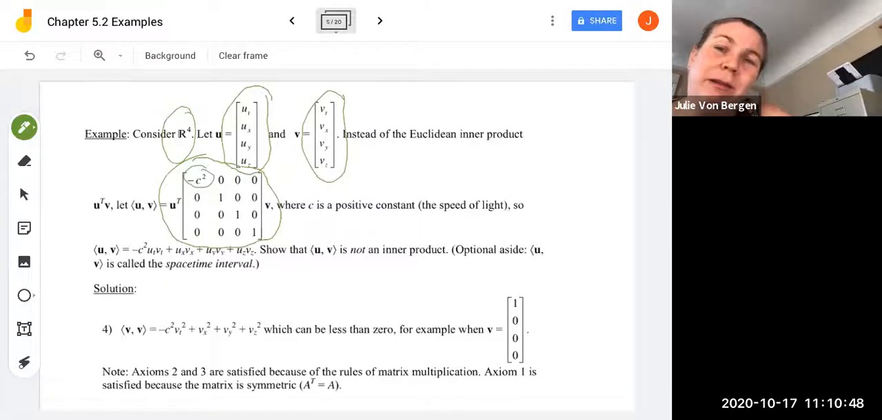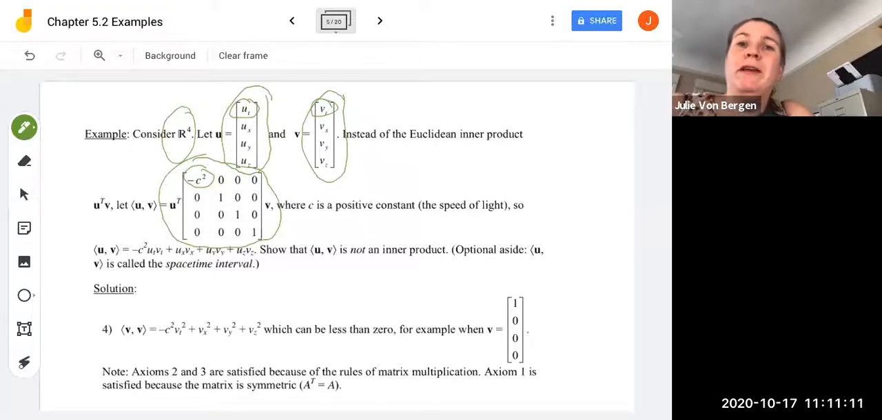So it's almost the identity matrix, but it's going to give us this negative c squared. It gets multiplied by the first components Ut and Vt. And so this all gets multiplied by vector V. And c is going to be a positive constant. It's what we would think about as the speed of light in physics.